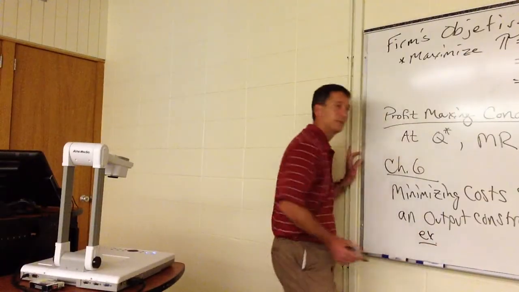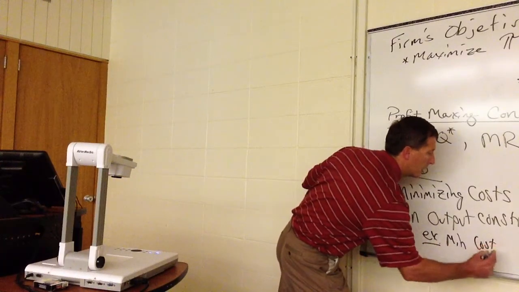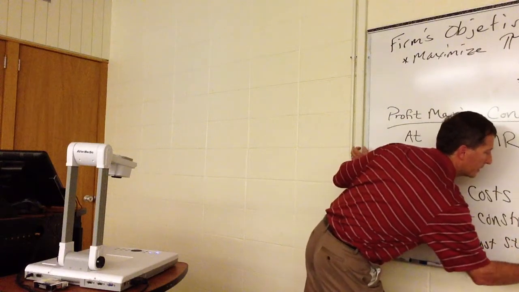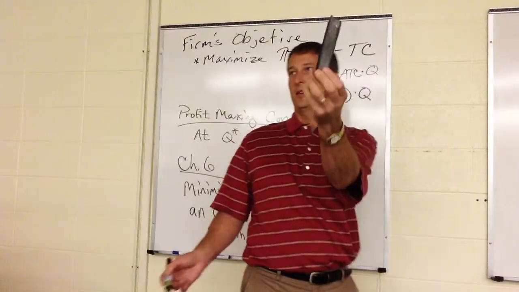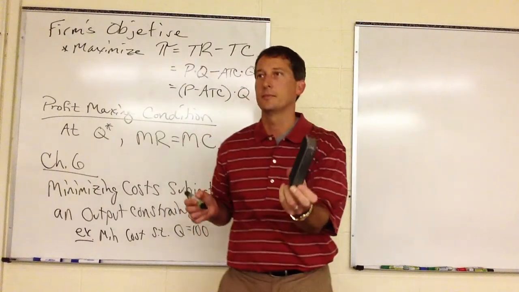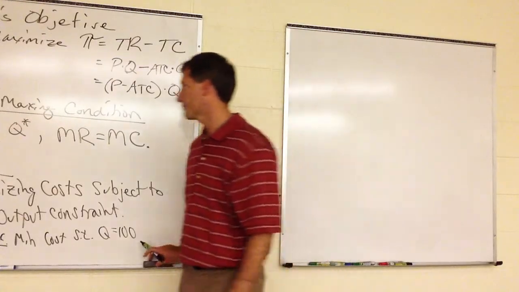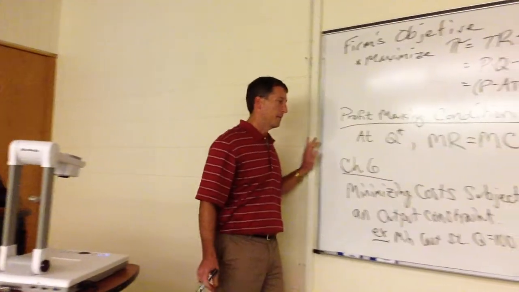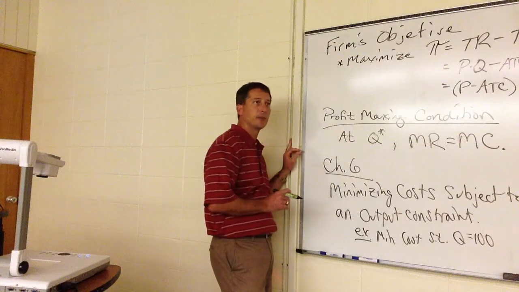For example, minimize cost subject to quantity being equal to 100 units. So I want to produce 100 erasers. What's the least costly way to do it? That's the idea. So we're going to minimize cost subject to quantity equal to 100.